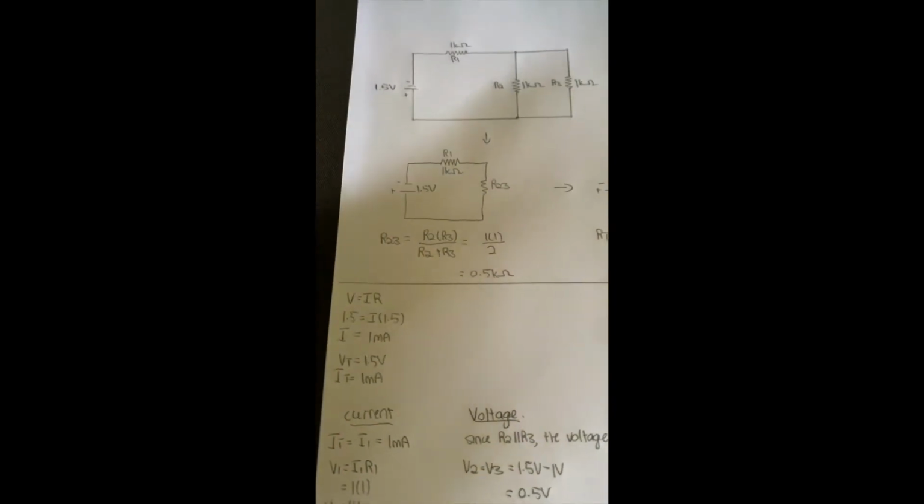Once we get the total resistor from the circuit, we can now continue to find the total voltage and total current by using the formula V equals IR. From the circuit, we know that the voltage is 1.5 volt. So the total voltage across the circuit is 1.5, and we need to find the total current. We insert the formula V equals IR, substitute all the values inside the formula, and we will get 1 milliampere for the total current.